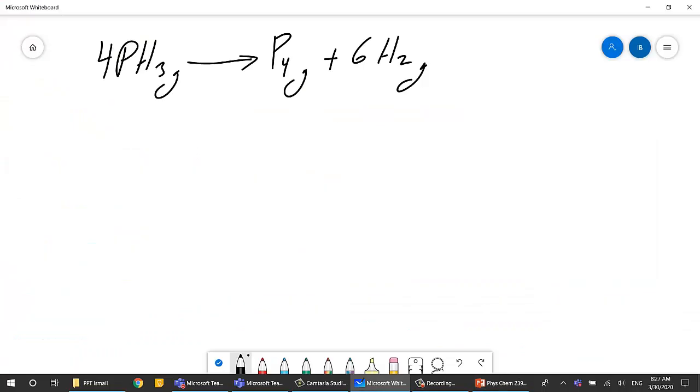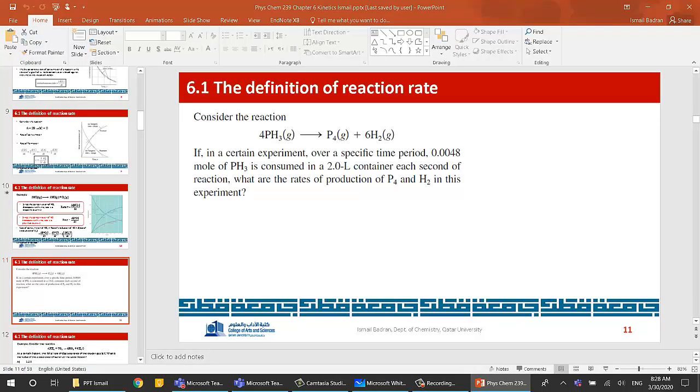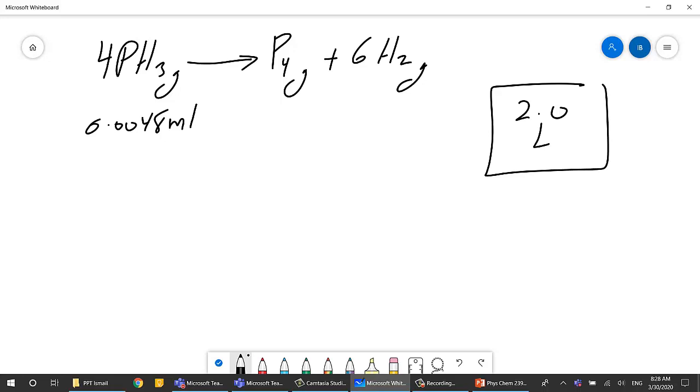Now it says that each second there is 0.048 mole of PH3, so this is 0.048 mole disappearing each second in a 2-liter container. So this is happening in a 2-liter container, okay? Calculate the rates of production of P4 and H2. So we need the rate here and the rate here.